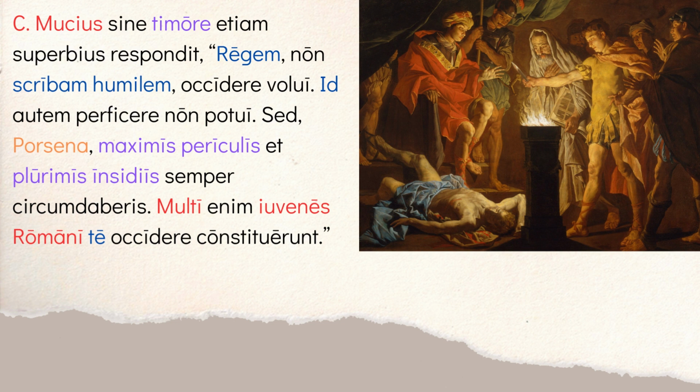Sed Porsenna, maximis periculis et plurimis insidiis semper circum daberis. So he says, but Porsenna, now Porsenna is vocative because now he realizes who he's talking to. So he talks to the king, right? So he says, but Porsenna, you will always, semper, you will be surrounded, circum daberis, right? There's your future passive. So he says, you will always be surrounded by the maximis, right? By the greatest dangers, periculis, right? By the greatest dangers and the most insidious plots, is kind of what it means. So he says, you're going to be surrounded by great danger and all these plots always, right?